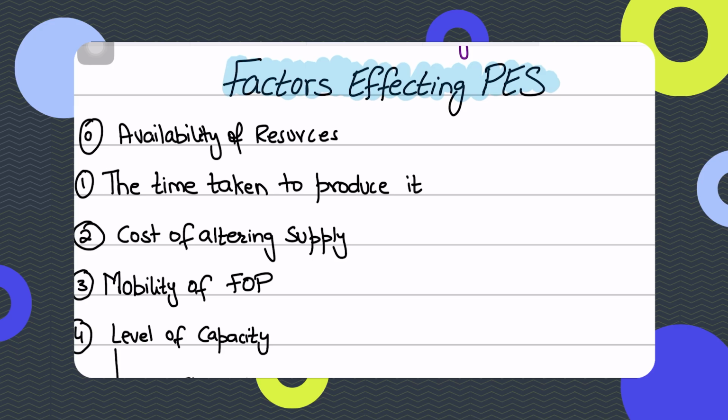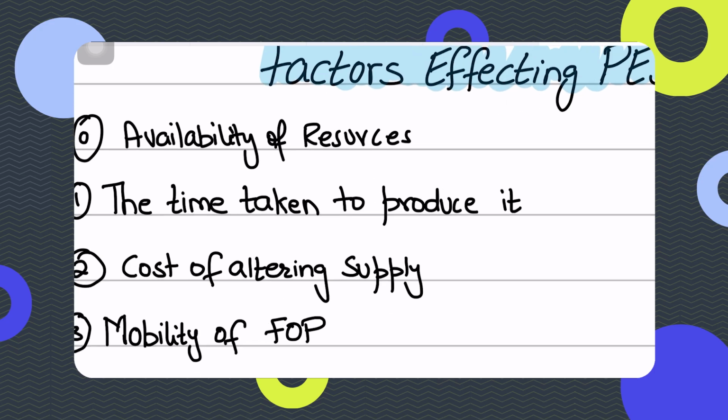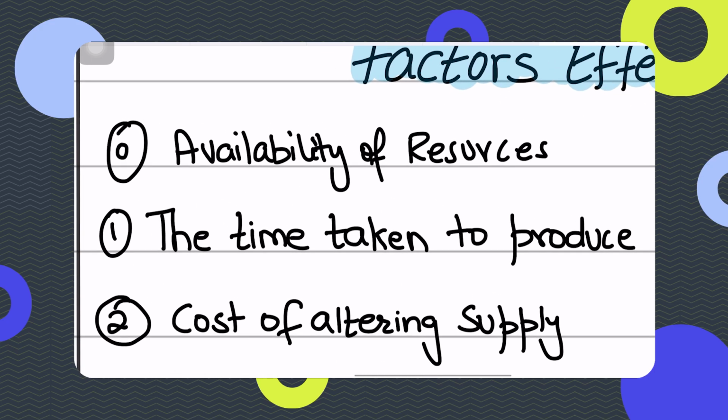So, what are the main influences that affect PES? The first and foremost is availability of resources. The more resources I have, the more factors of production at my disposal, the more easily I can increase supply. For example, if I am a tailor who stitches clothes, then the more labor I have, the more sewing machines, which are simply capital, the more shops I have, the more clothes I can make, and the more customer demand I can cater to.